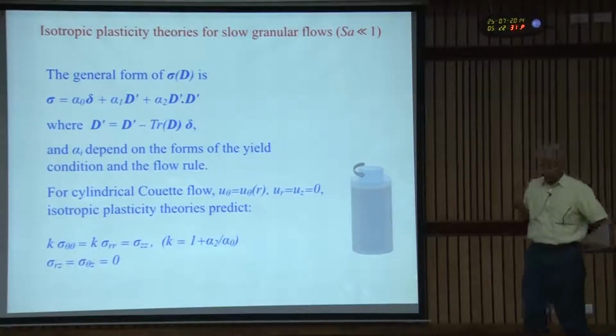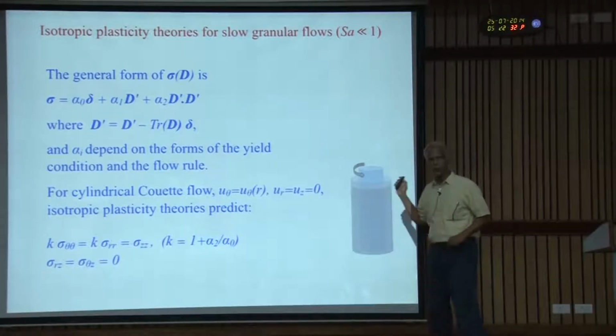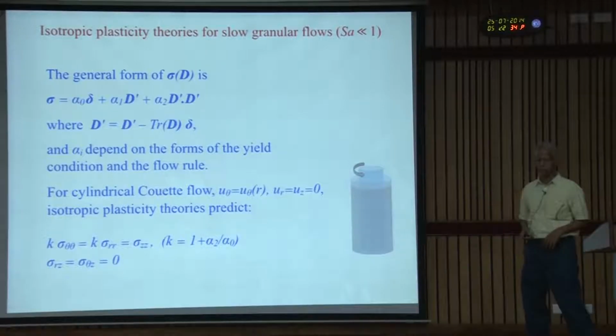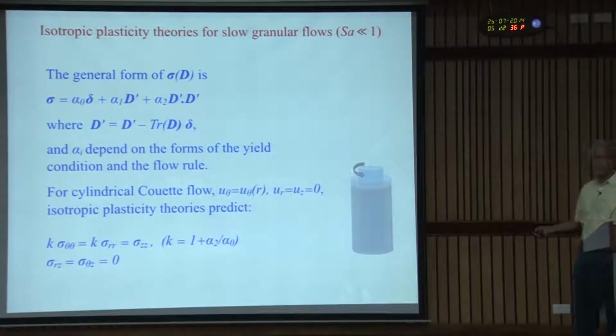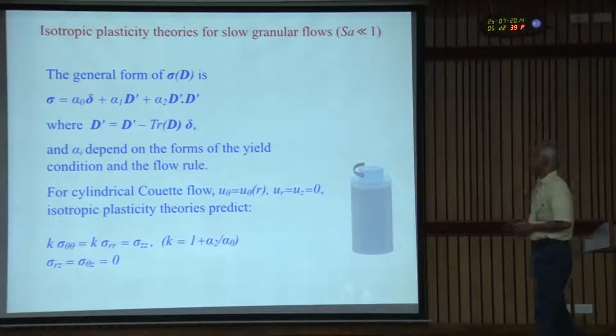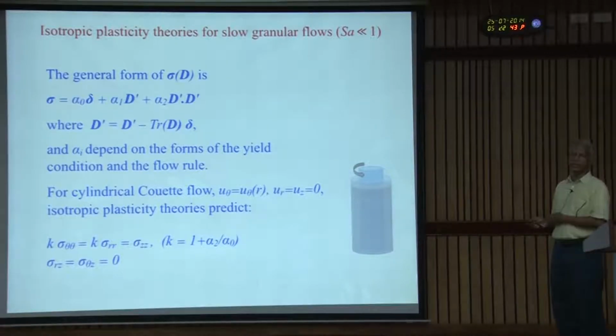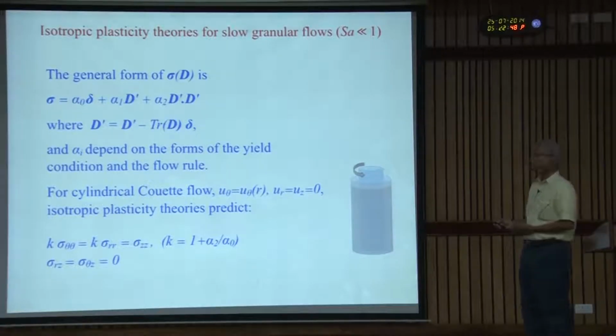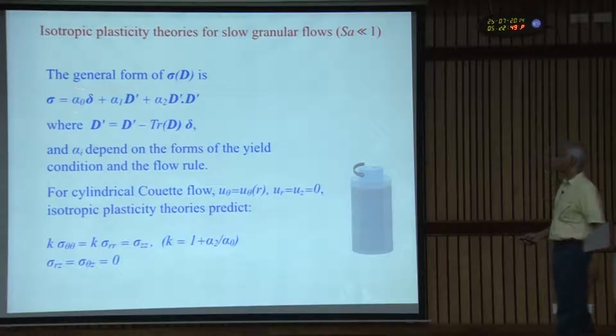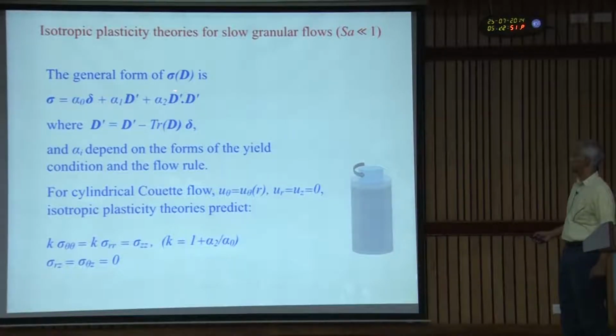So now, what would you get if you now sheared this column, as in this case? The classical plasticity theories that are used for granular materials have this general form if you write them in the stress explicit form. They are not generally written in a stress explicit form, but you can write them in this manner.